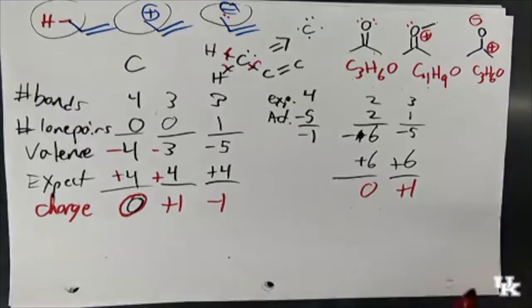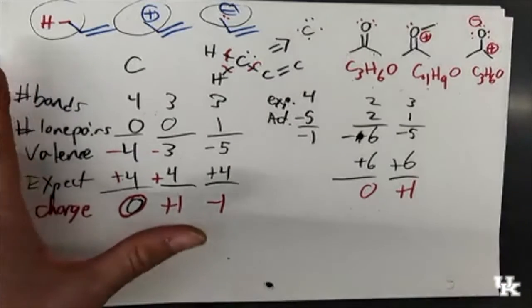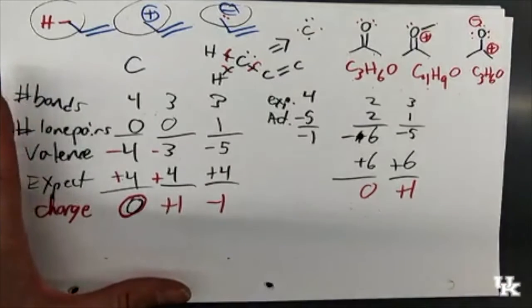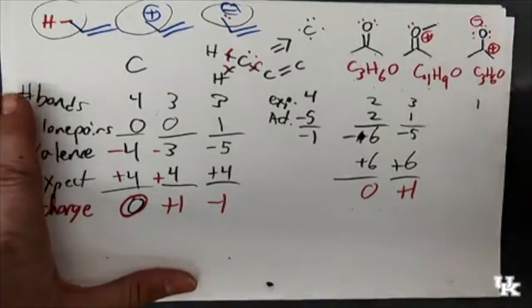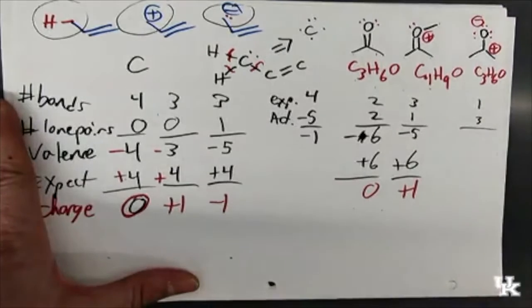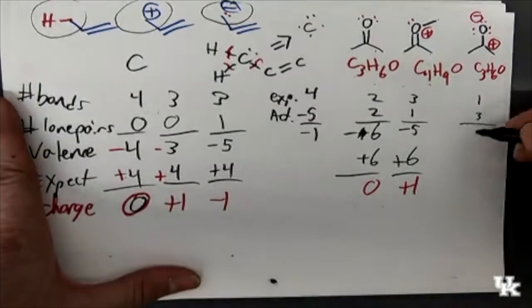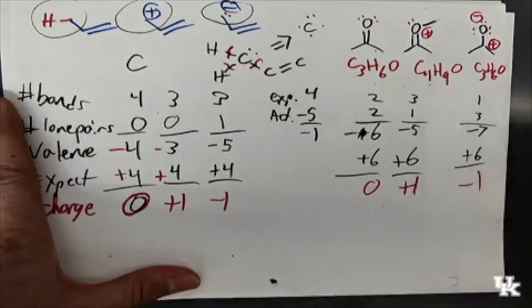3. I heard it. Okay, 3. Good job. 3. 1, 2, 3. Great. What's its charge? We go through the same exercise. It has 1 bond. It has 3 lone pairs. We expect 7 valence electrons. We expect 6. We get a -1 charge.